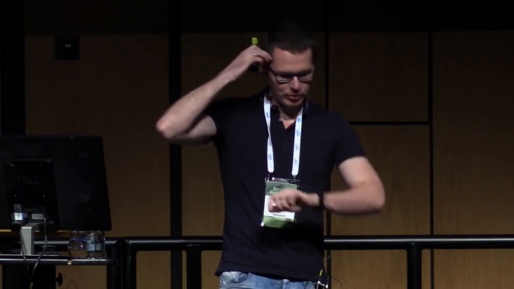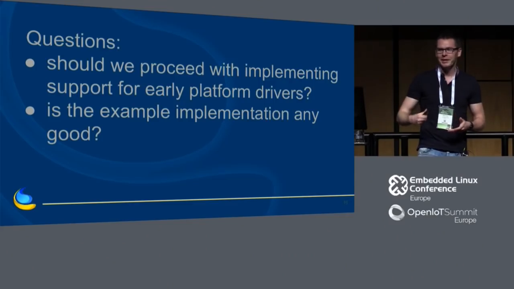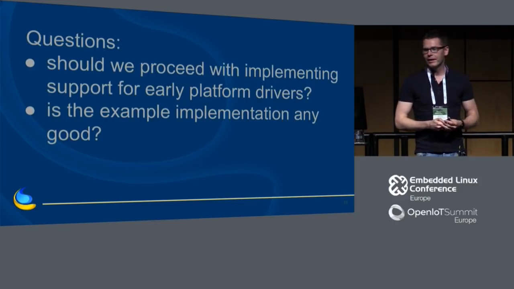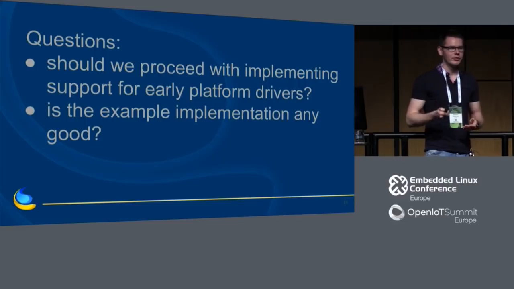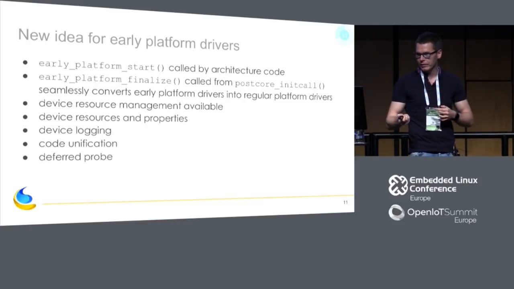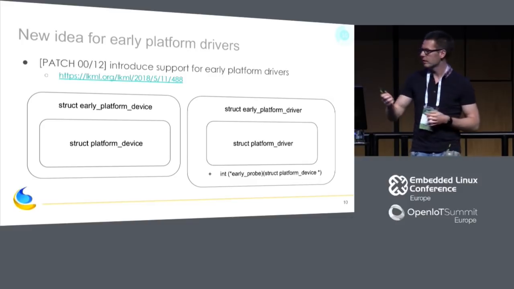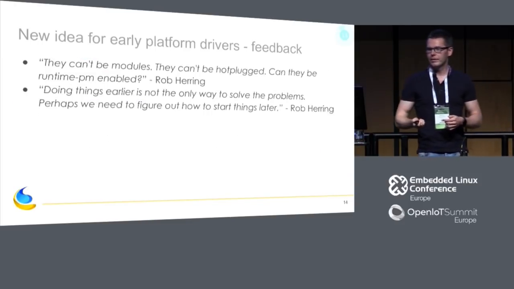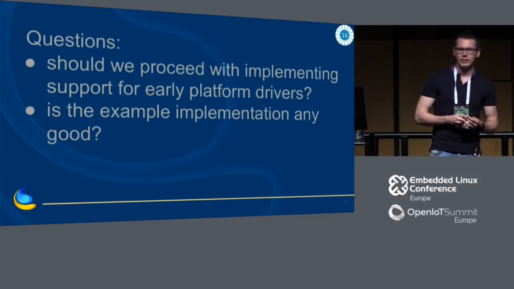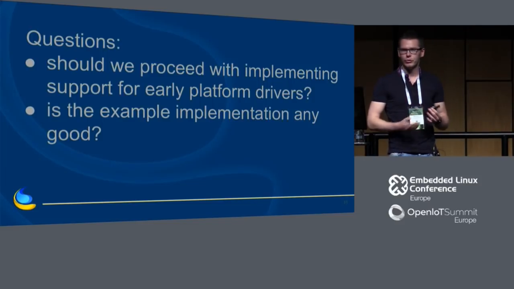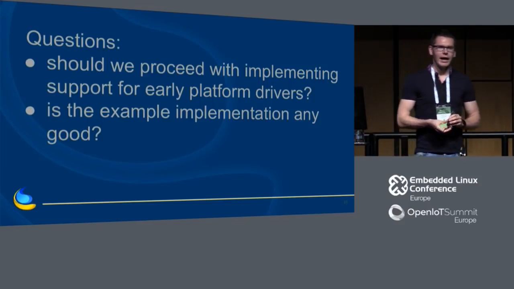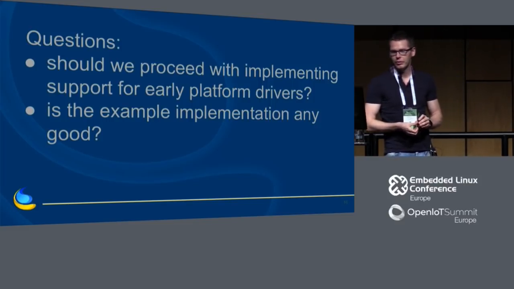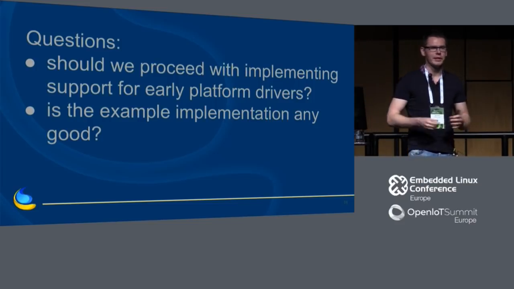These are the questions that I would like to ask during this BoF. Should I proceed with implementing this? Should I respin this series and try again? You can look it up if you Google this one: the series that introduces support for early platform drivers. Is this series any good? Is this the right way to do it? Or should we do something completely different? I think if this became widely adopted, it would save us a lot of code, because we wouldn't have to have separate entry points for many drivers.